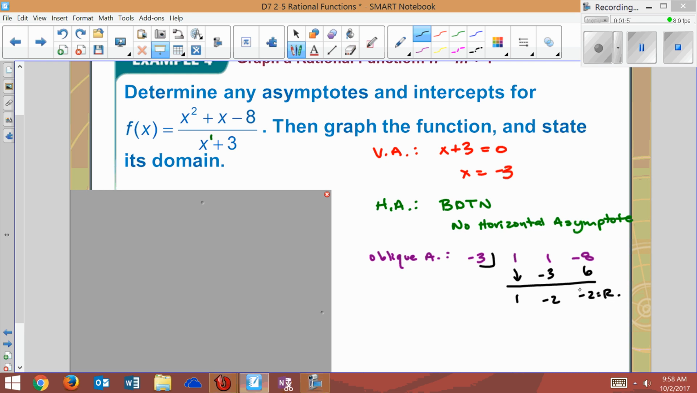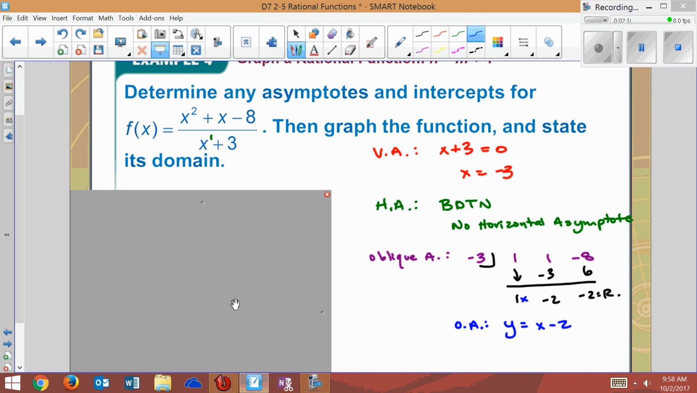Now, we should always have a remainder. If not, it's a hole. So this is my remainder. What this means is my oblique asymptote is going to be y equals x minus 2. The remainder won't make a difference on this graph.